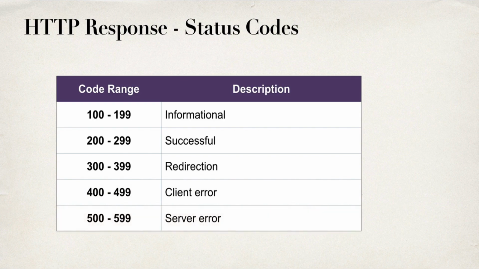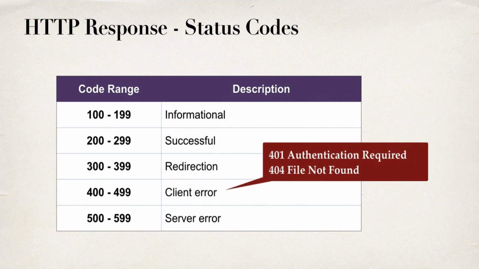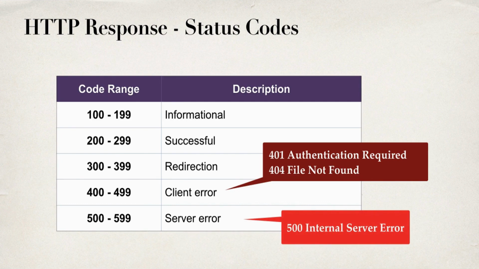Now you've seen some of this before. So for the 400 series, if you had to access a secure server, it would send back a 401, meaning authentication required. And then also you've all seen the 404 error, the dreaded file not found error. And then in the 500 series, you've seen this one also, right? The 500 internal server error. All right, so these are basically status codes that are returned by the server as part of the HTTP response.